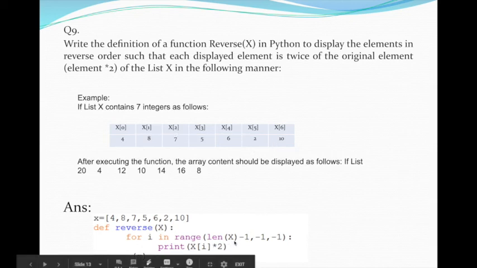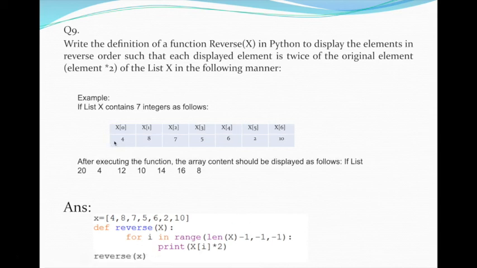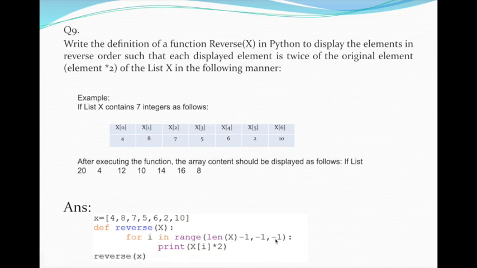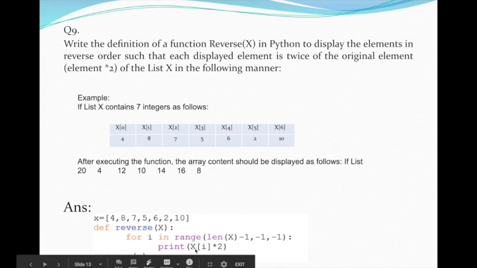So length of the list we can find out using the len function, len of x, -1, comma -1, up to 0th index we have to iterate. So given the stopping value is -1 and step value is -1. Step value -1 means here it takes the elements in reverse order, taking each element and finding the double, print the element, that's all.